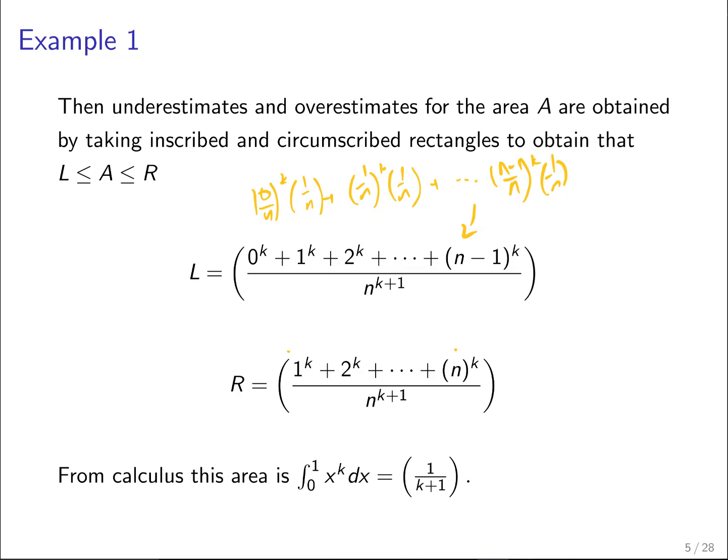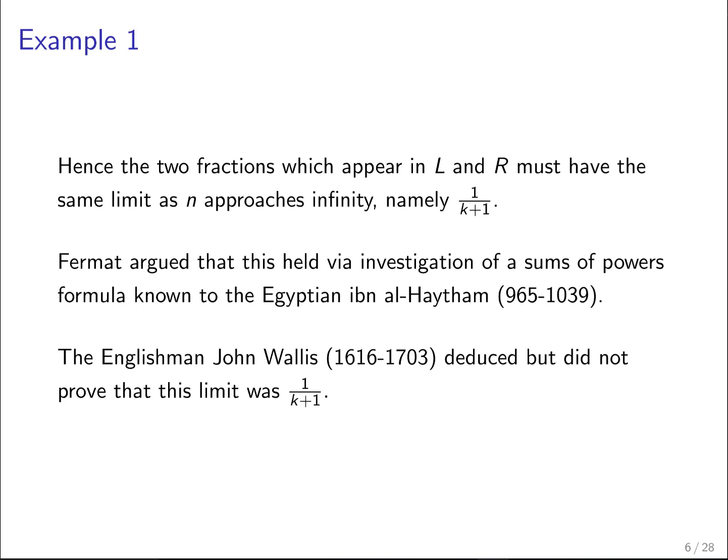So in our calculus class, we have a simple solution for this. We can just integrate. And we know that this integral from 0 to 1 of x to the k dx is just 1 over k plus 1. Did John Wallis know this? He had a feeling, and so did Fermat. We know that as n approaches infinity, these L and R's have to go to 1 over k plus 1.